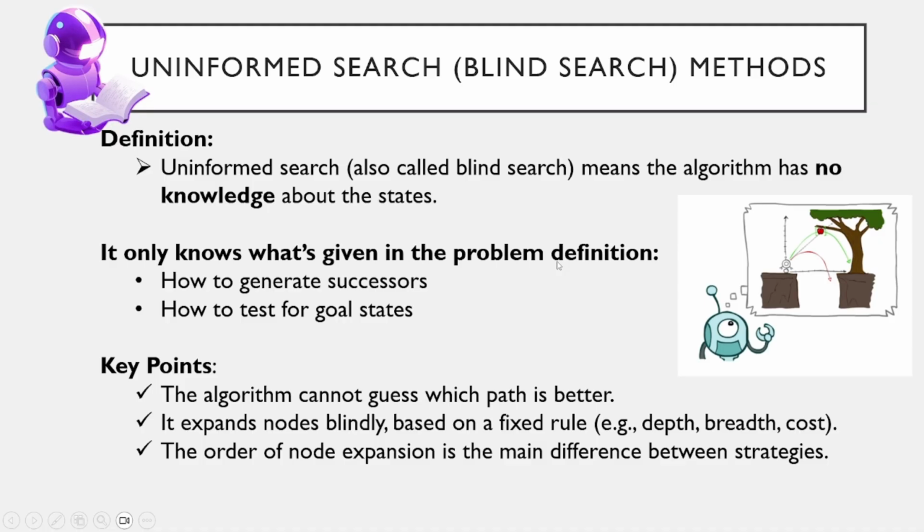Here is a key point: because of this, uninformed search algorithms expand nodes blindly following a fixed rule. This could be based on depth, breadth, or cost. And here is the important part. The only thing that differs between the various uninformed search strategies is the order in which they expand nodes. So that's it. Same blindness, different expansion order.